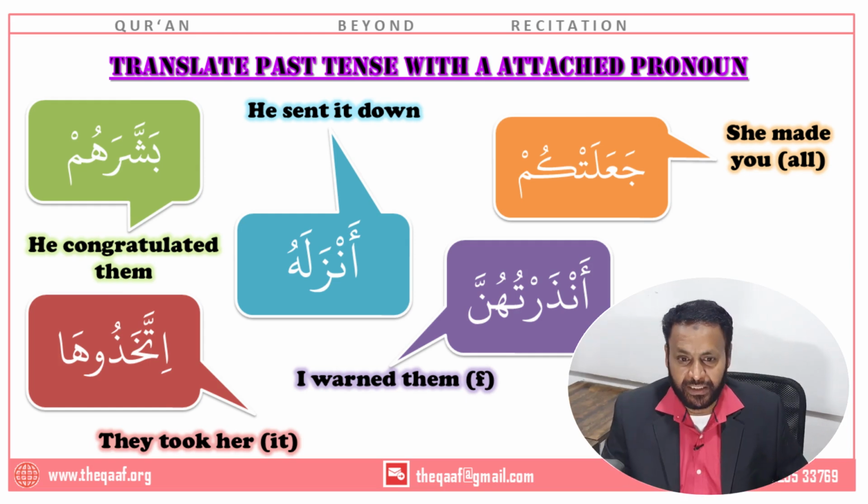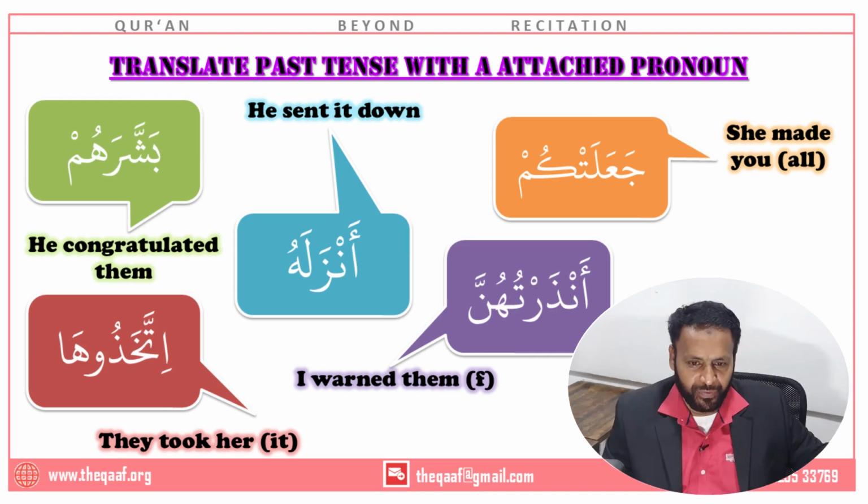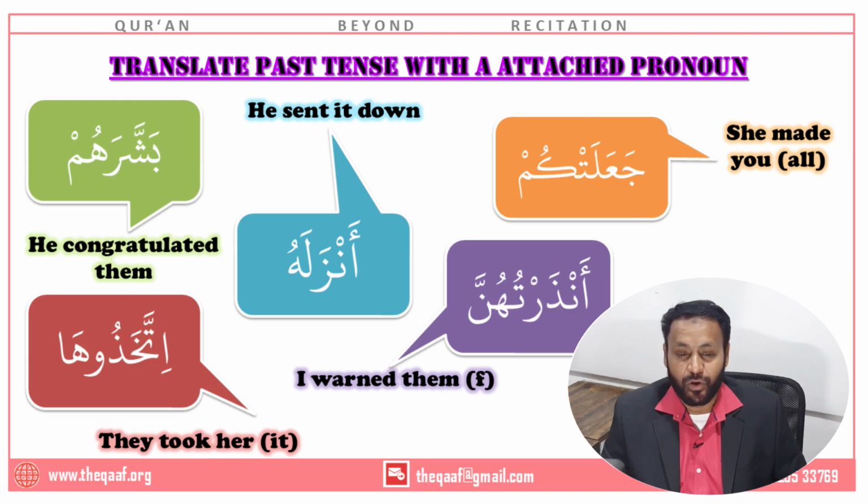Same thing we are doing here. Anzartu hunna. That sounds very complex. Okay, let's break it down. Which is the pronoun here? The pronoun is hunna. Get it off. What am I left with? Anzartu. Tu. Tu means ana, so the doer is ana, I. And anzara is related to warning, and it is past tense. Related to warning, past tense, I being the doer, the only sentence I can create is I warned. That's it. I got the half part.